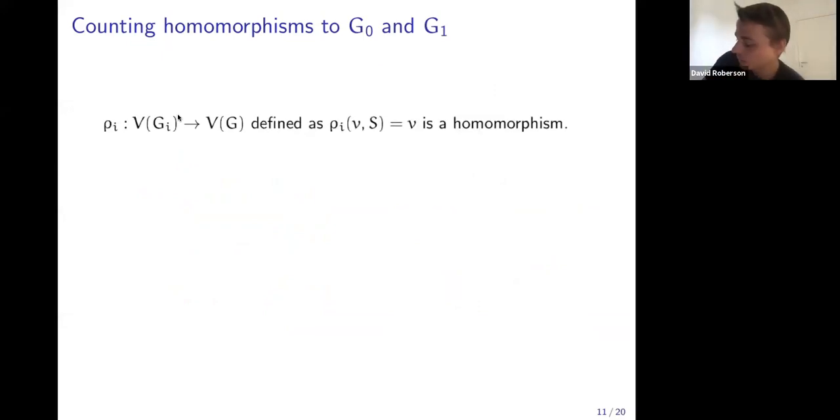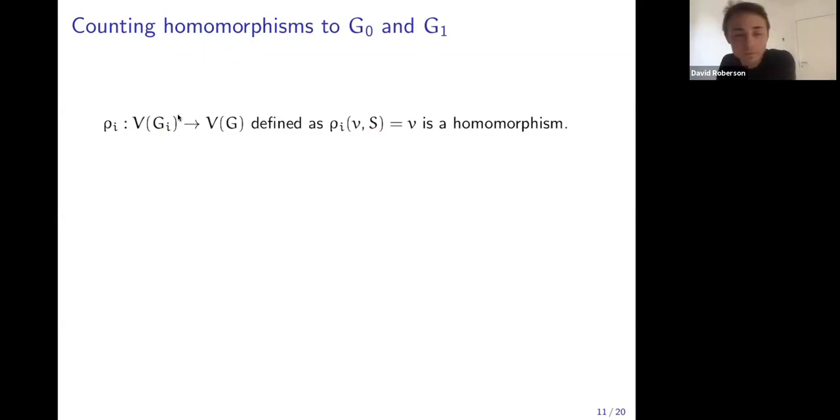Okay, and to do that, I'll need this particular homomorphism that goes from each of these G sub i's to G. All this homomorphism does is it takes the first coordinate: it maps the vertex, which is an ordered pair, remember, to its first coordinate. So it's simple enough.